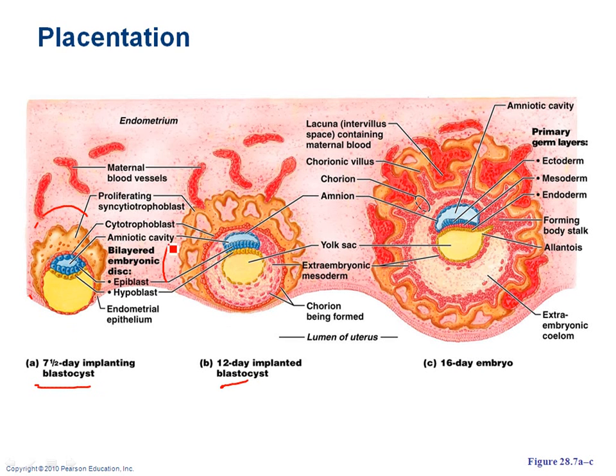12 days, 16 days. So at 16 days, we're calling it an embryo now. You can see here's the yolk sac. This yellow is the yolk sac here and here and here. Looking for some words that maybe you recognize. Amnion, you've heard of amniotic fluid? You can start to see the amnion. This cavity that holds the amniotic fluid is starting to show up.